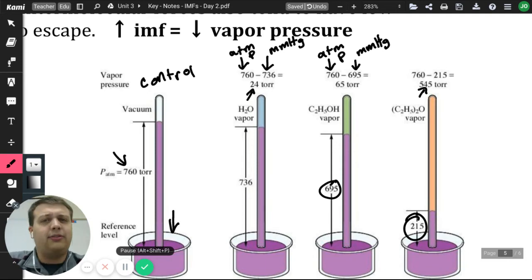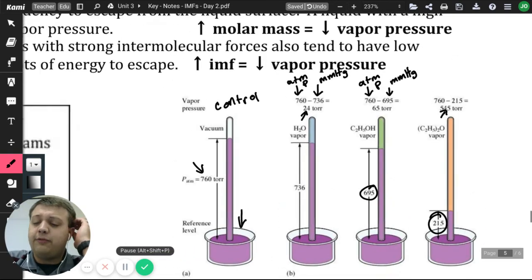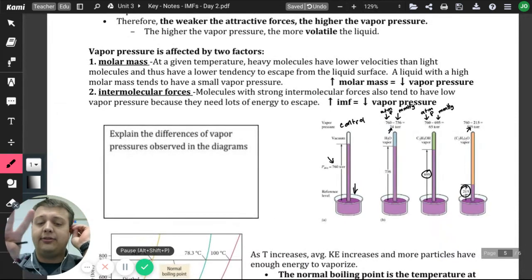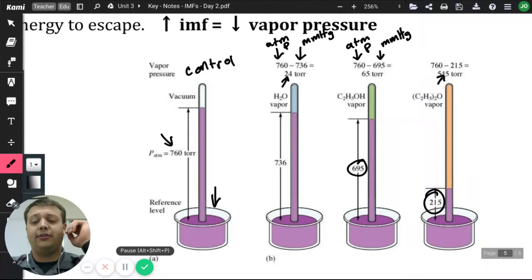Well, let's think back to our rules. Well, first off, we know vapor pressure, there's two big factors, right? There's molar mass and there's intermolecular forces. Okay, so before we do anything, let's look at our first one, molar mass. Well, water has a molar mass of about 18, right? Ethanol has a molar mass of about 46.0, and then we've got diethyl ether, and it has a molar mass of 74.14.